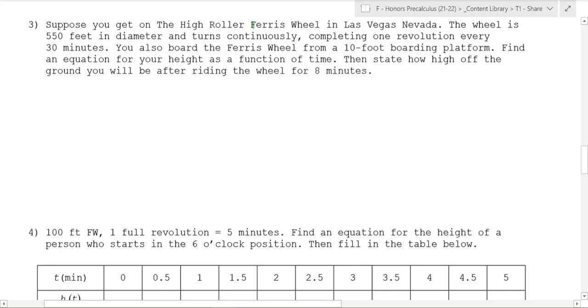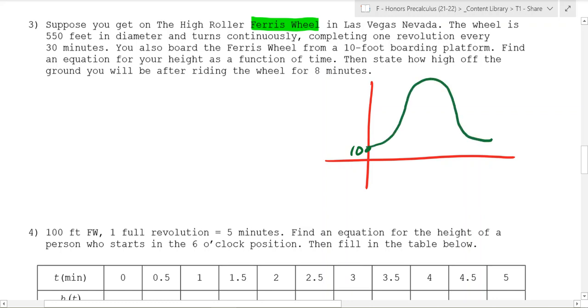So we're back to Ferris wheel land here. What's going on here is, if you graph it, in this case, the person is boarding at 10, and then it's turning continuously. So it's going to go up and then down back to 10. Now the max height here is going to be 560 because the wheel is 550 and you start at 10, and it takes 30 minutes to go all the way around. You also know the midline is going to be halfway between, so that's going to be 285.